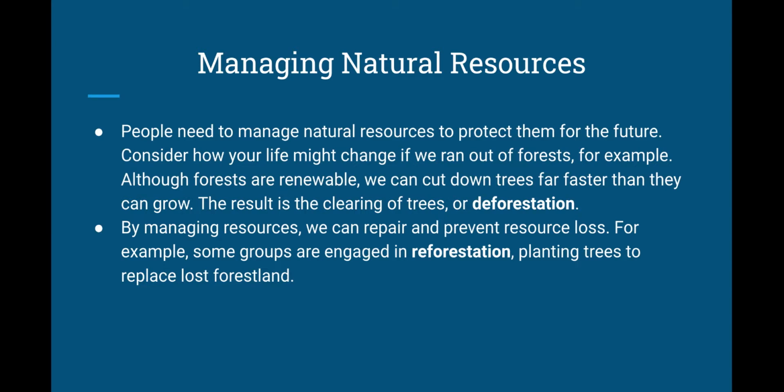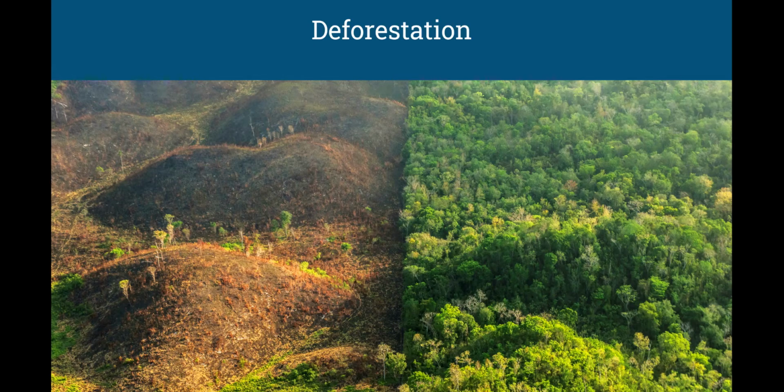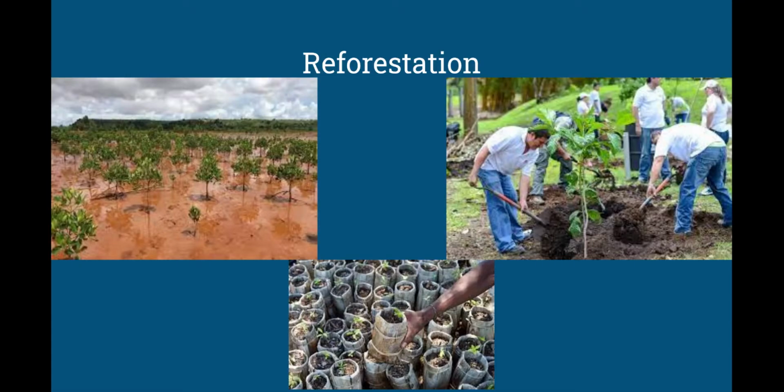By managing resources, we can repair and prevent resource loss. For example, some groups are engaged in reforestation by planting trees to replace lost forest land. Here's a picture of what happens when trees are cut down, and how different it can change an environment.